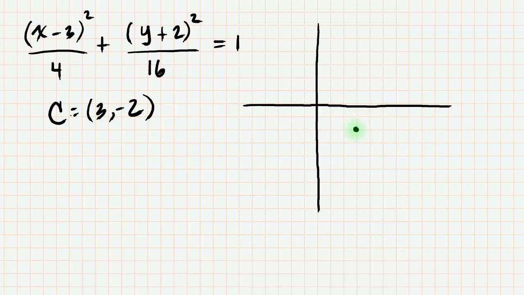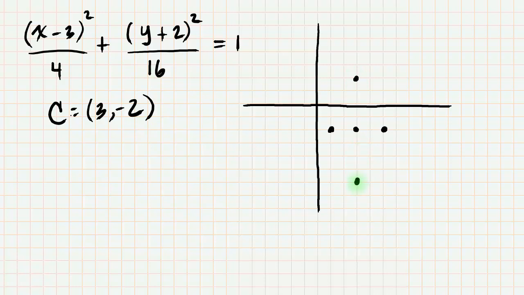Now, the way I like to do these is to look under the x's, and under the x's, if we take the square root of the denominator, we get a 2. And that tells us how far horizontally to move from our center. If we look under the y's, we have a 16. The square root of 16 is 4. That tells us how far to move vertically from the center.